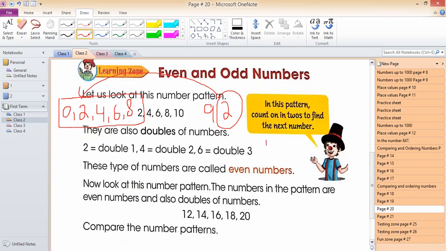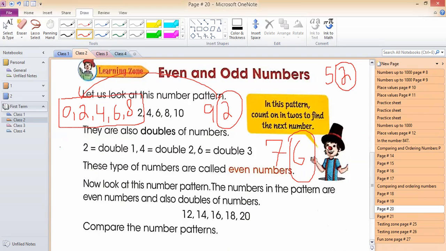Let's take one more example, guys. It is 76. The last digit is 6, and 6 comes in the table of 2. So 76 is also an even number. And this is 52. 2 is the last digit, and 2 comes in the table of 2. So 52 is an even number.